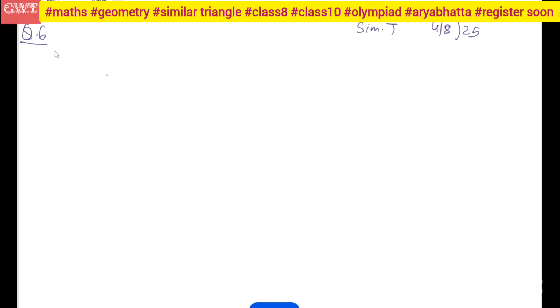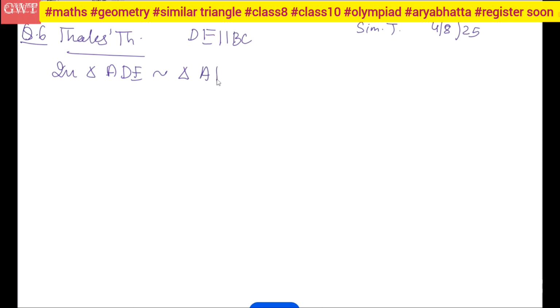I will use the properties of similar triangles, that is, Thales theorem. By Thales theorem, because they have already given DE is parallel to BC, in this case triangle ADE is similar to triangle ABC. They are similar, therefore I can say AD by DB is equal to AE by EC is equal to 5 by 4. All these things are given.